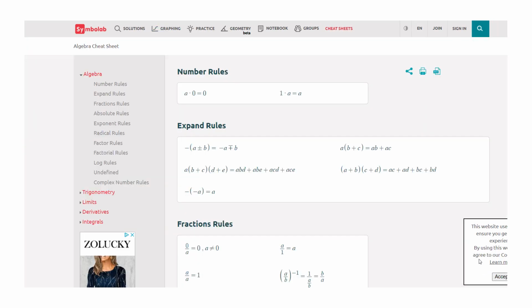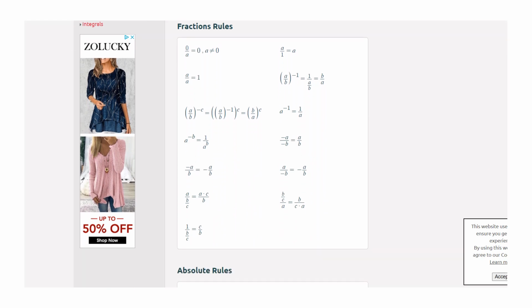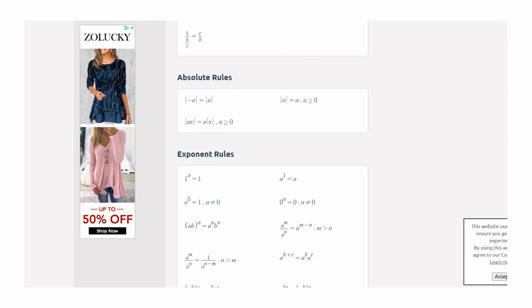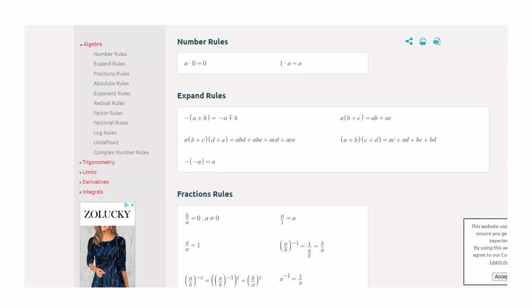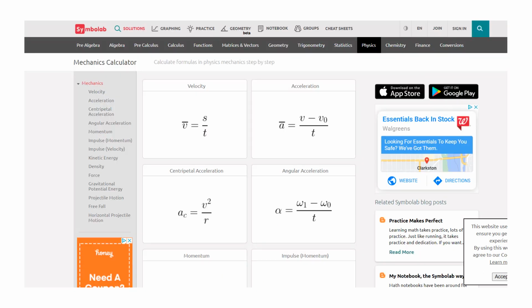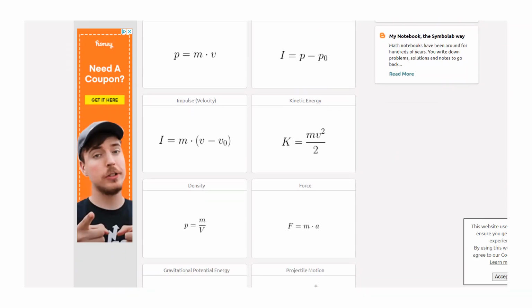A very cool feature of Symbolab as well is the cheat sheets, where students can get the rules for many different topics. These are for algebra, but they do have a whole lot of other choices: number rules, factor rules. They have rules for trig, for calculus, and so on. And here's the example for physics. And notice here how they've got the different equations for your students to be able to refer to.